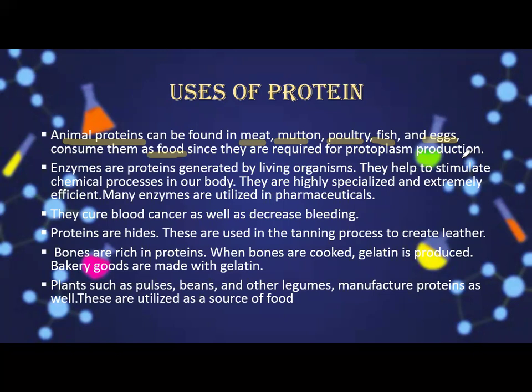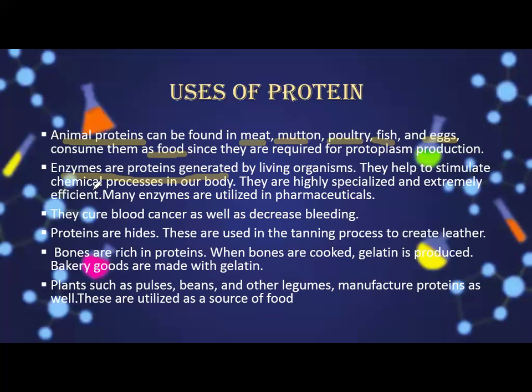The second use of protein is enzymes. Enzymes are proteins in nature. Enzymes are the trigger factors for many chemical processes. A chemical process that is initiated with the help of enzymes is called an enzymatic chemical process. That means if the enzyme is not present, the reaction cannot proceed. So enzymes are necessary for initiating these reactions, and enzymes are protein in nature.